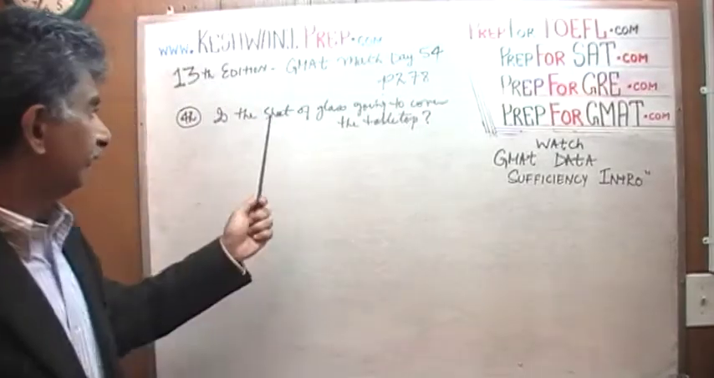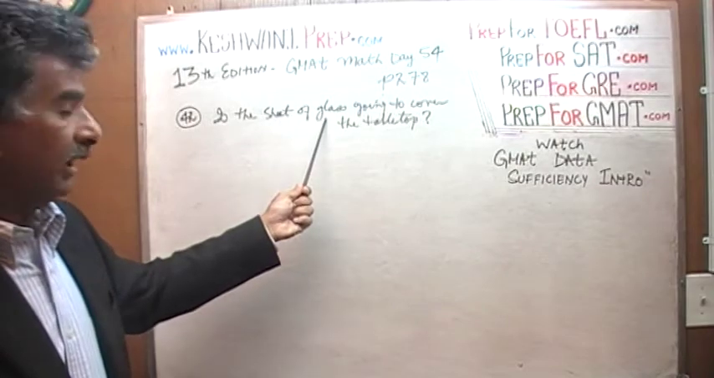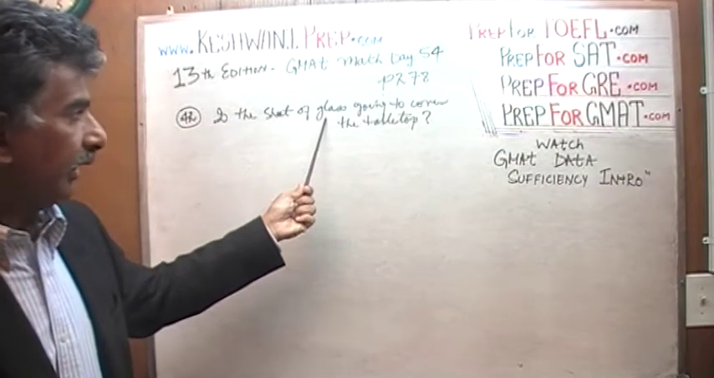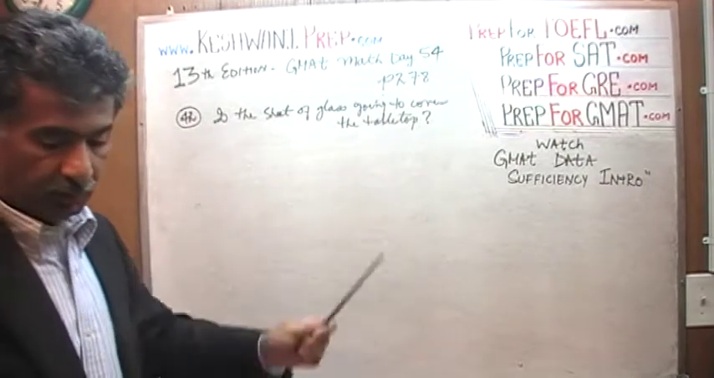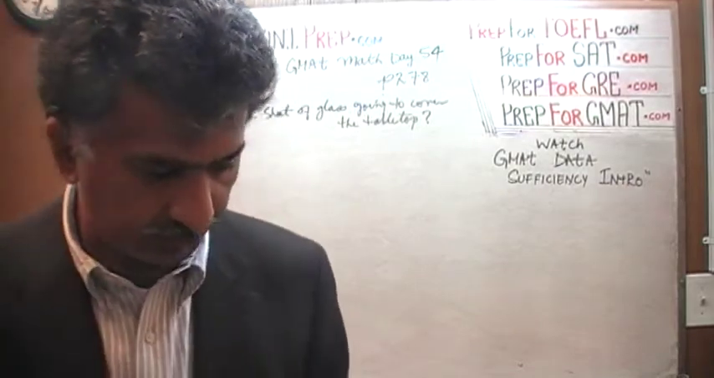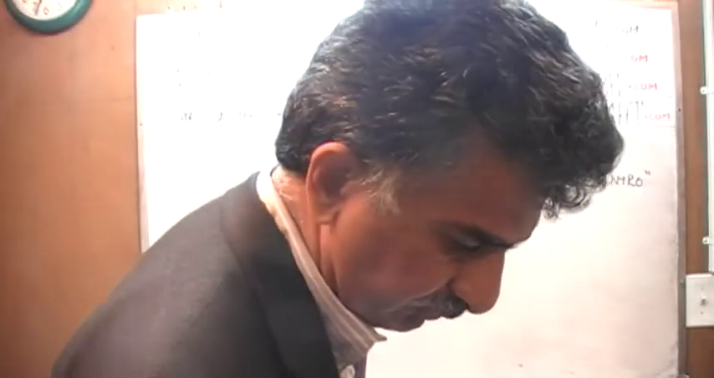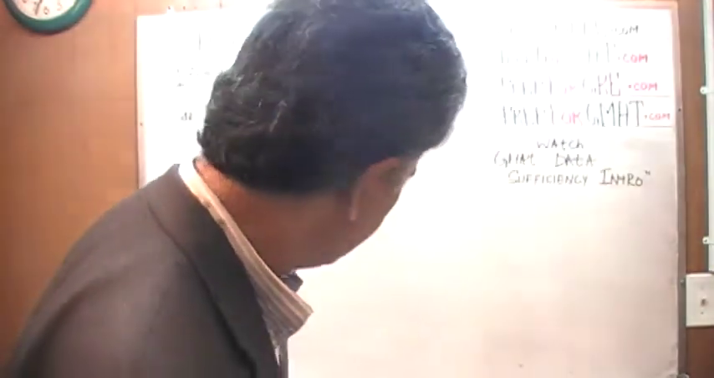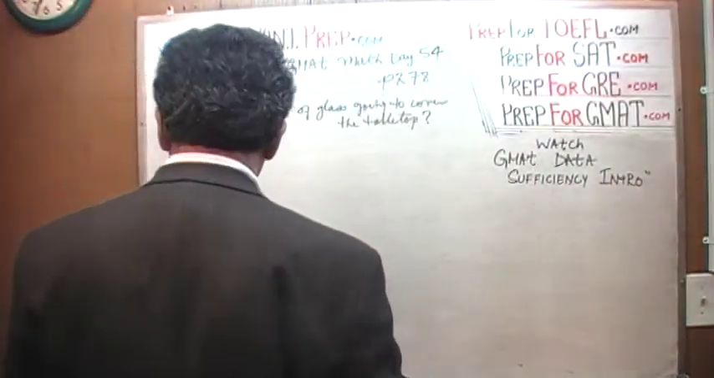The question simply is, we are going to have a sheet of glass. Is it going to be enough to cover the tabletop? So we have a table, we want to cover the top of it, and the question simply is whether this sheet of glass that we have is going to cover it. That's all it is. Let's see what they tell us.